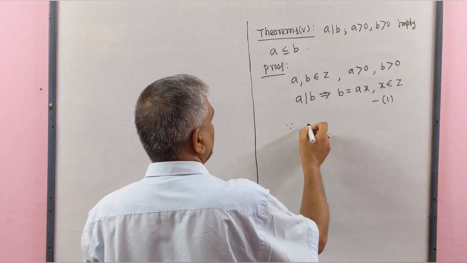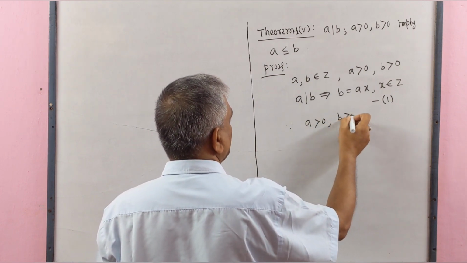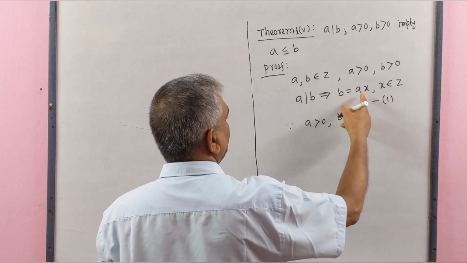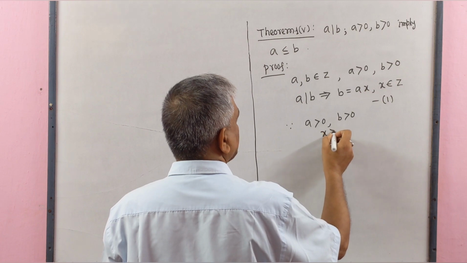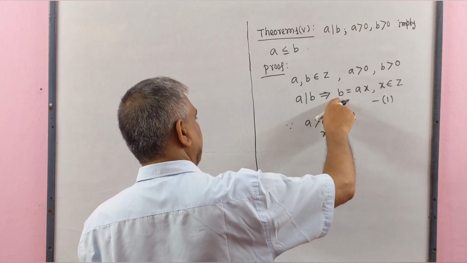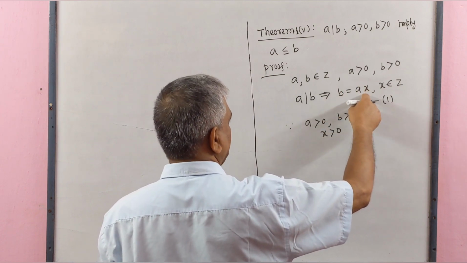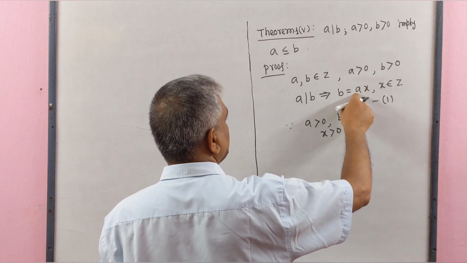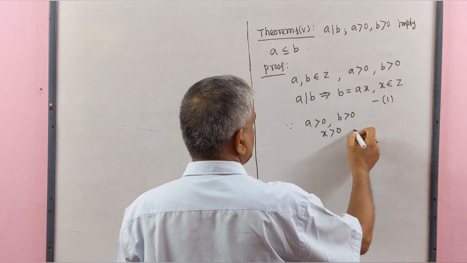Since A greater than 0, B greater than 0, therefore from 1 we get X greater than 0. Means left side is positive, then right side is positive. A is positive, then X must be positive. This is number 2.